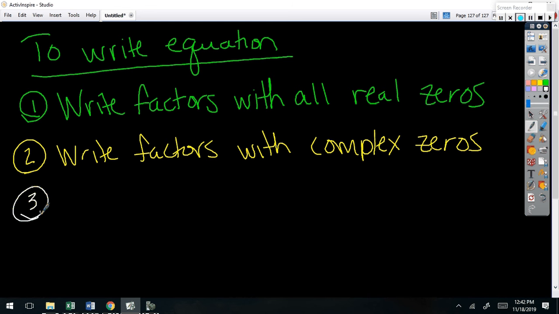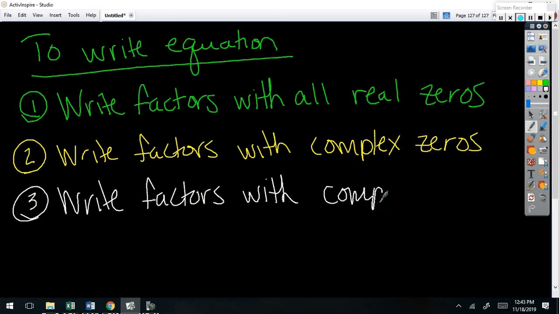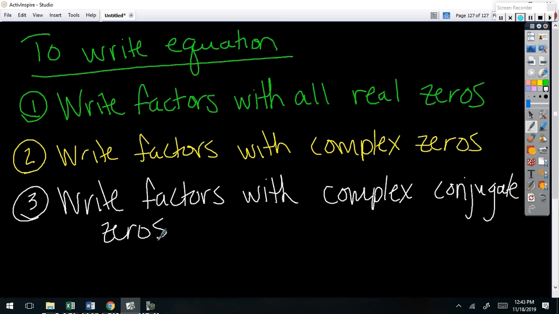And for every complex zero, you have to include its conjugate as well. Meaning change the sign. So then I'll have to write factors with complex conjugate zeros. If I have two real zeros and one complex zero, then I also have the complex conjugate zero. That's 4 factors that I have to multiply together. Complex conjugate zeros means change the sign in the middle.